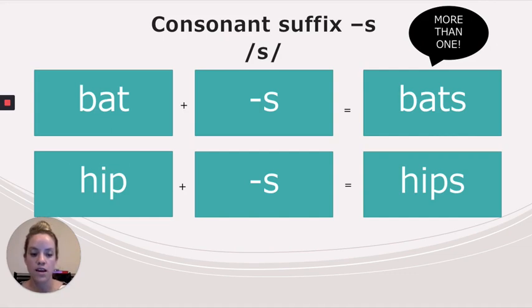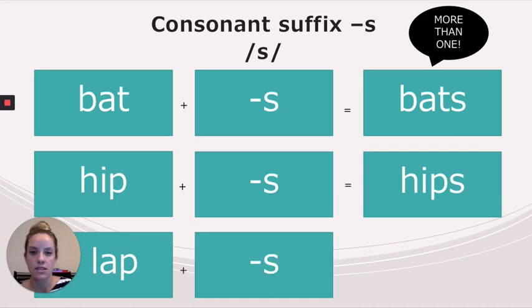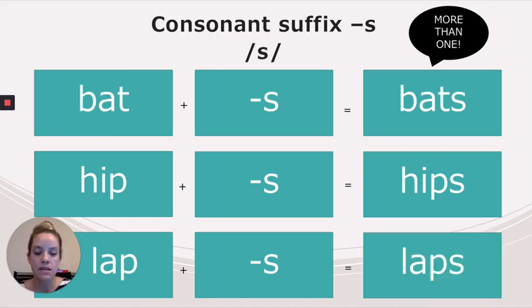So the one that I came up with earlier is lap. Okay, so I decided to go run a lap. And if I said that, it means I just ran one lap. But if I add consonant suffix S to the end, I went to the park and I ran some laps. That means that I ran more than one. Okay, now again, remember these all sound like S.